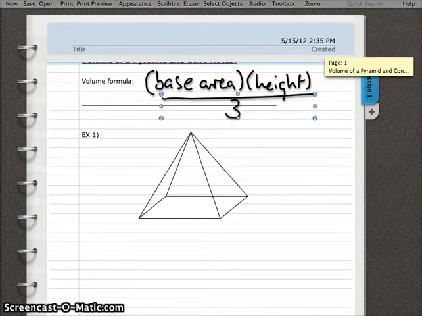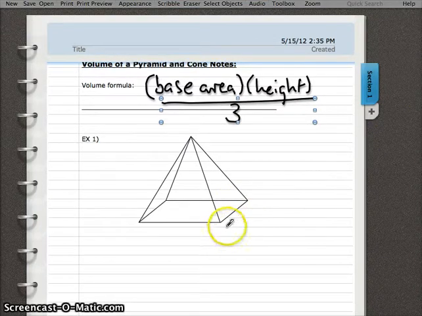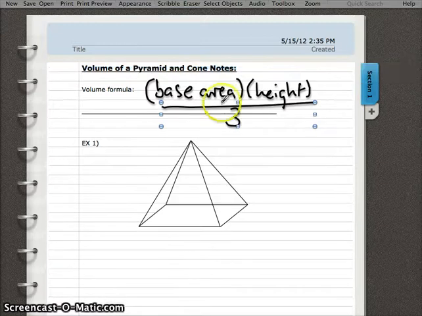And the reason behind that has to do with a ratio comparing a couple of different things in our figure, and I may get into that in a different video, but for this video I'm going to keep it simple. If you can find the base area and you're given the height, all you have to do is multiply those two things together and divide by 3, or multiply by 1/3, that would be the same thing. And you get the volume of a pyramid or a cone. Let's do a pyramid first.